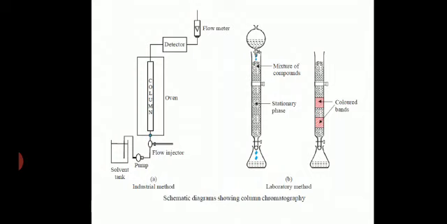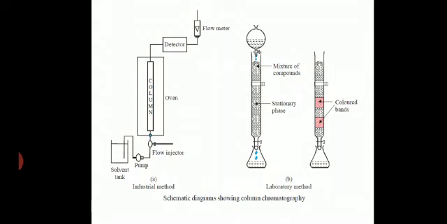In the column chromatographic technique, an adsorbent such as alumina, which you can see in the figure, is packed in a glass column. The mixture to be separated or purified is applied on the top of the column. The different components of the mixture get adsorbed in the column to different extents.